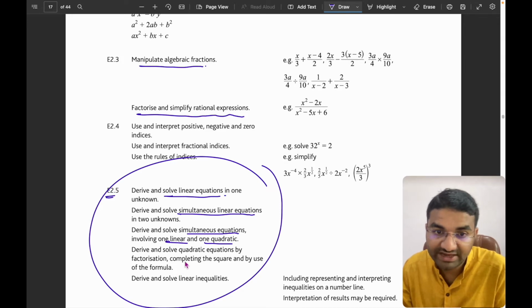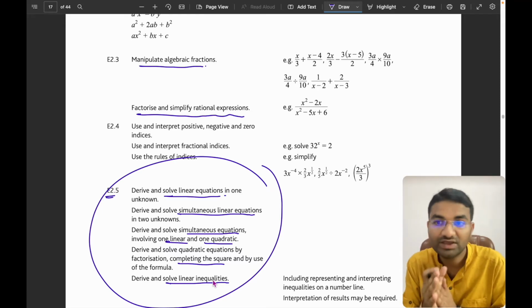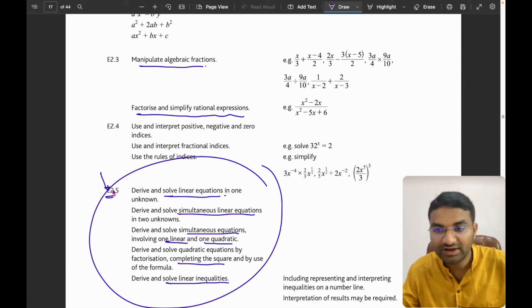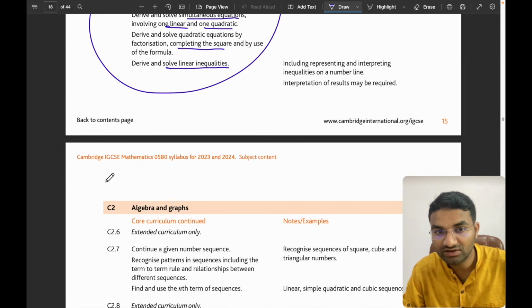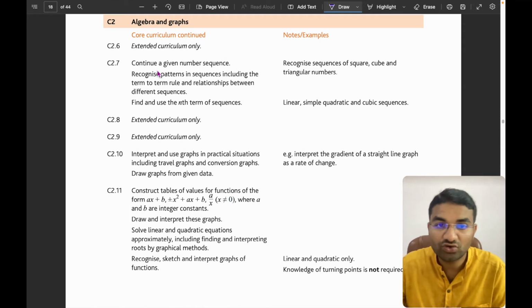Okay, then completing the square method, use of formula, solve linear inequality part. This is an extra addition for the extended student. Okay, so E stands for extended, and C for core student. Then next, algebra and graph part, core student.